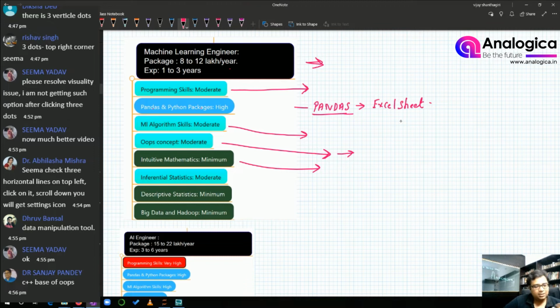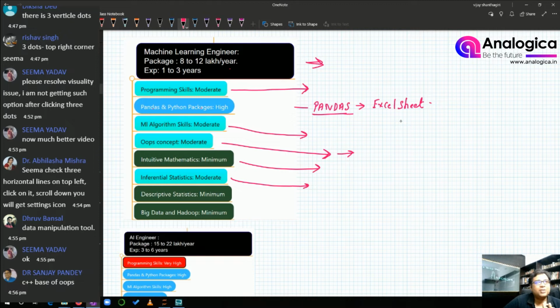But the question is, how will you Google? Because if you don't know the concept, you will not use the right words. And if you don't know the concepts, you will not understand which one is the right answer, right? So don't be so hard on yourself about learning by heart and stuff. Not required. It's an experiential process. So minimum intuitive mathematics is required.